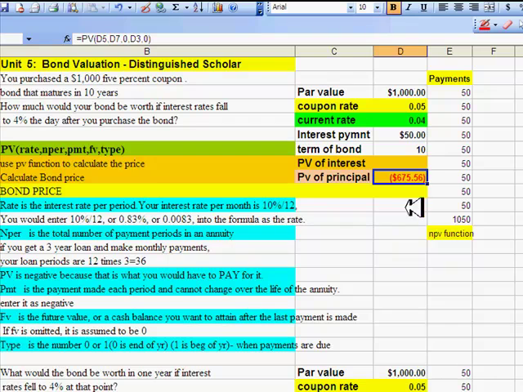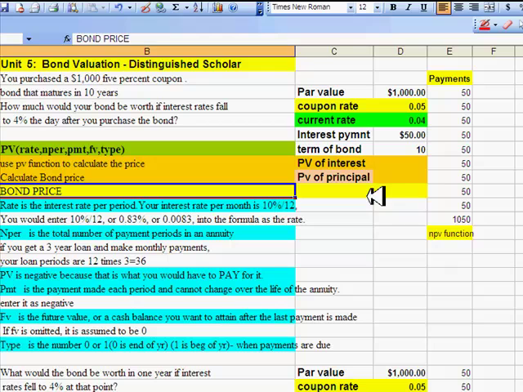Okay, so let me delete that. That was not correct. So you're going to discount with the principal of $1,000 divided by 1 plus 0.04, or 1.04 raised to the power of 10. So that is going to give you the bond price that you'll be willing to pay.